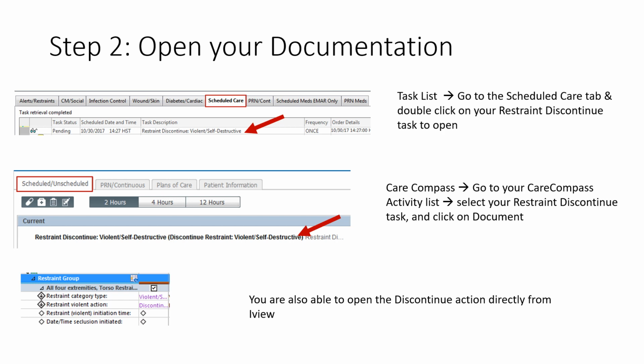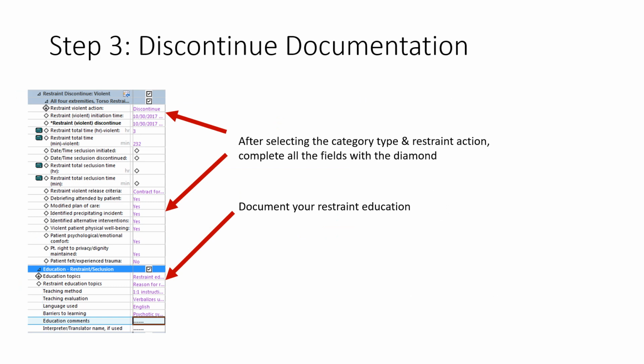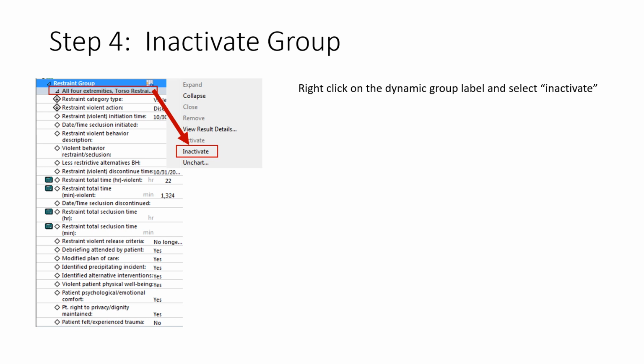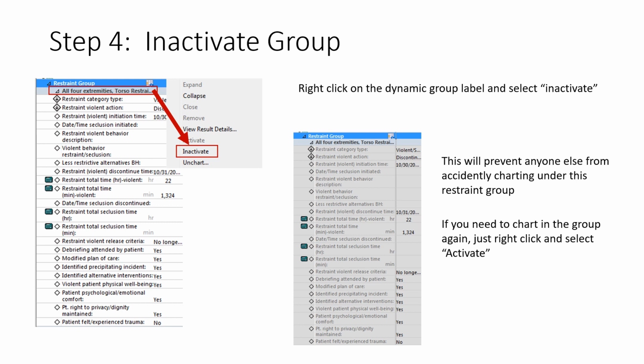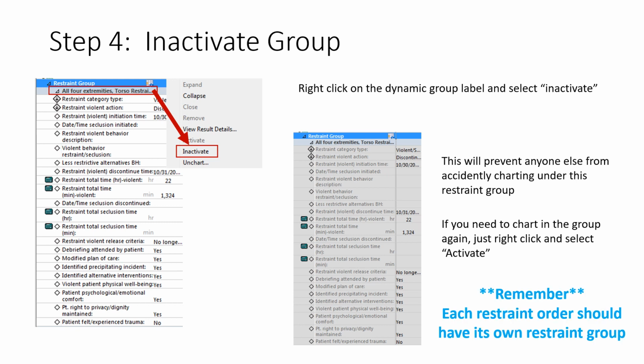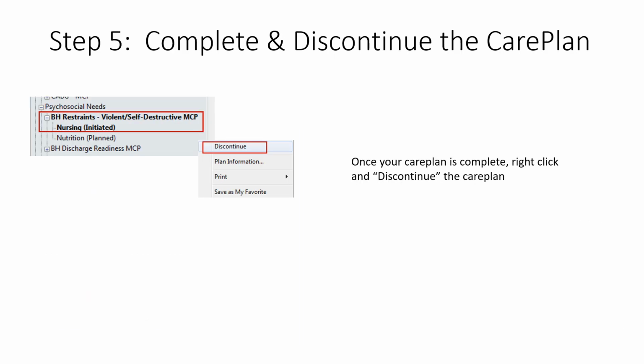Step 2. Once you add in your order, open your restraint discontinue task. Step 3. Document your discontinuation documentation. Restraint education is also required upon discontinuation of the restraint. Step 4. Inactivate the restraint group. To keep iView clean, make sure you inactivate your restraint dynamic group. This will help prevent confusion in the event that another restraint needs to be ordered. Step 5. Complete and discontinue your restraint care plan.